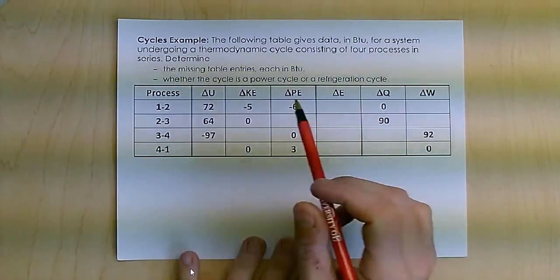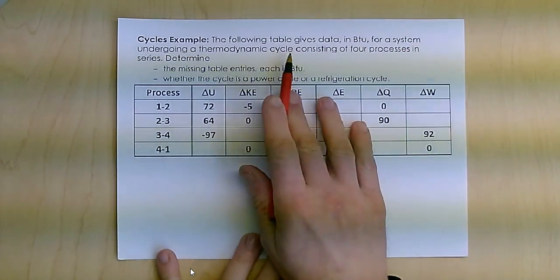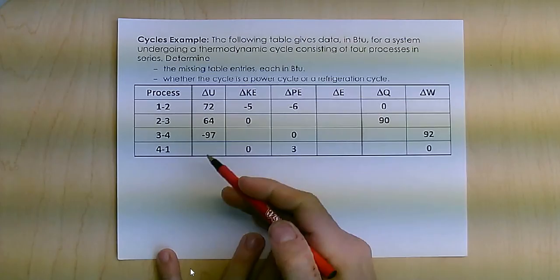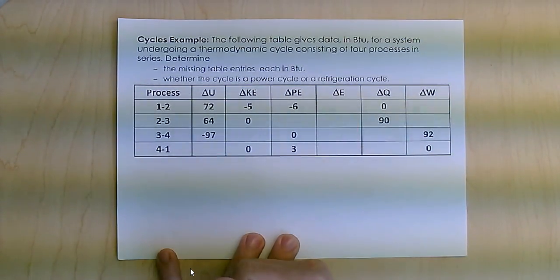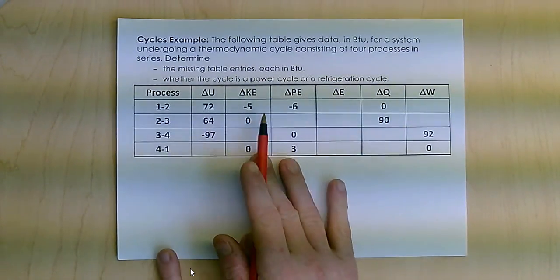In this example, we've got this table. Everything's in BTUs, and it's for a thermodynamics cycle consisting of 4 different processes. Okay, and we basically want to fill this table in and then determine if it's a power cycle or a refrigeration cycle.